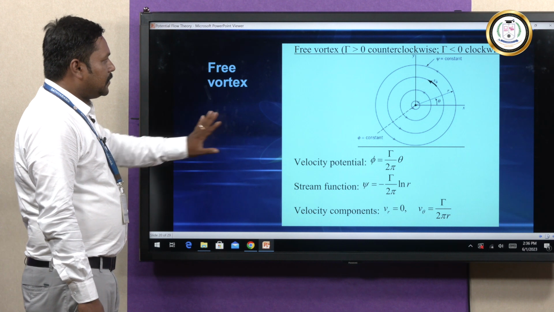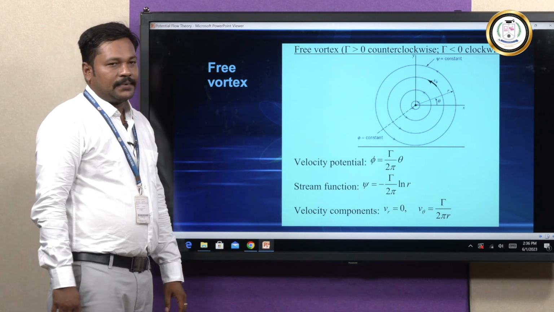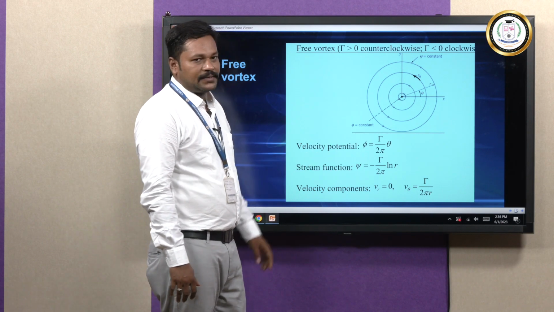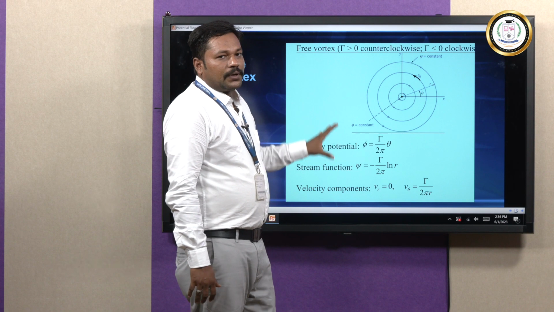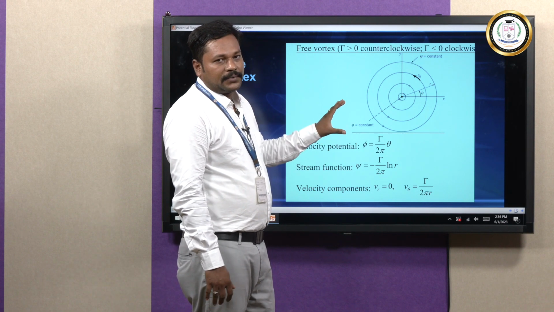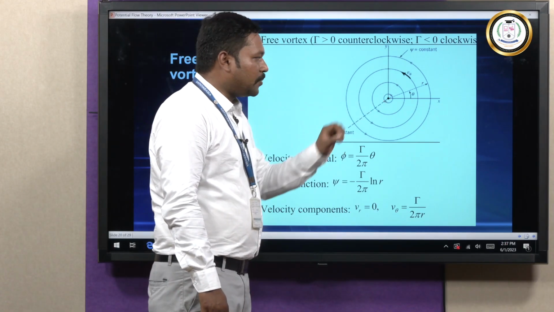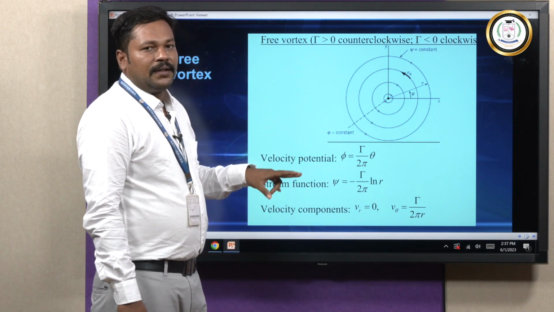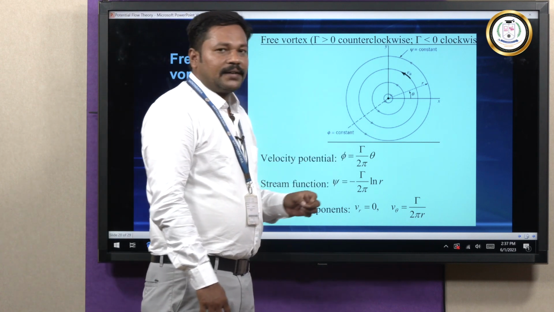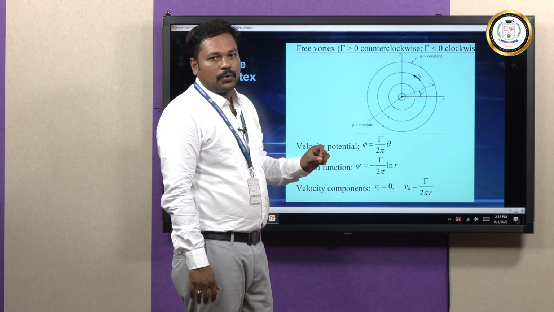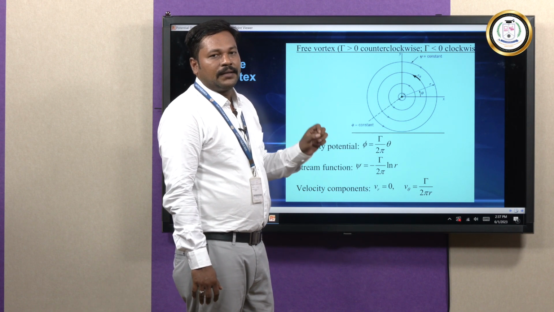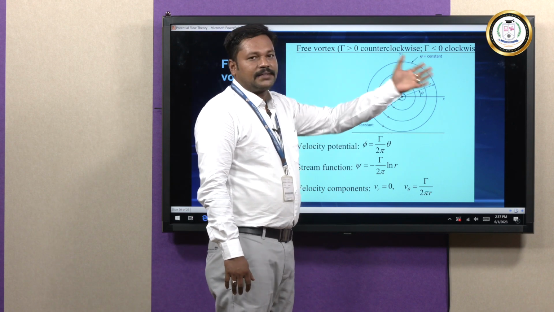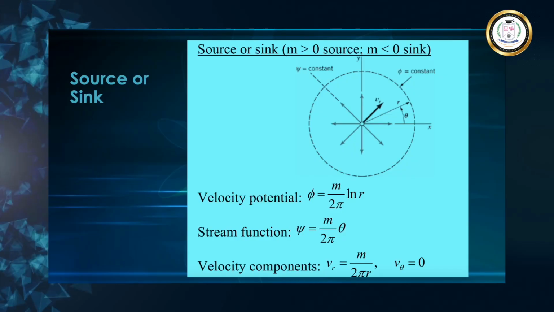Next, we are going to discuss the free vortex. What is meant by free vortex? Unlike source or sink flow, in the free vortex all the flow spins around a single point. The streamlines spinning around the center point is typically called a vortex. The center is typically called the core, where the strength of the vortex is maximum. What happens to the vortex as the radius increases? The vortex strength decreases.